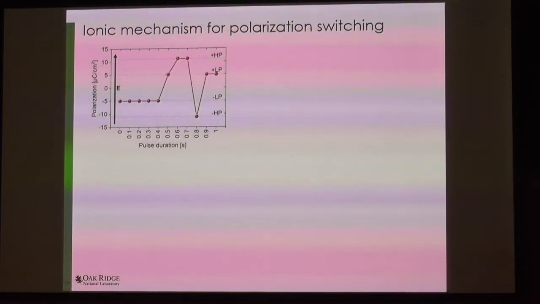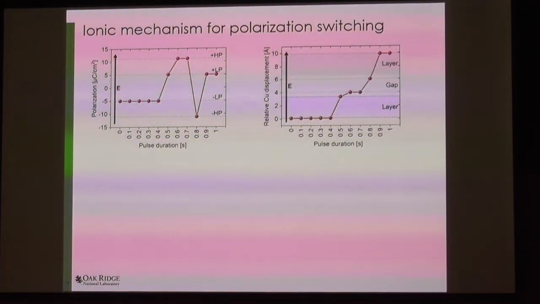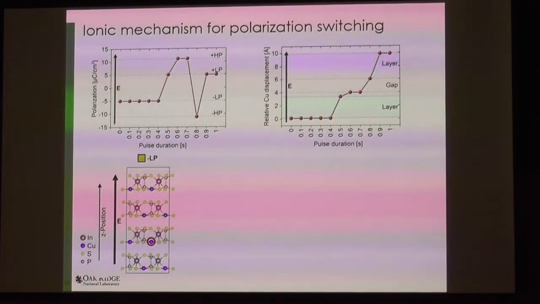So we start out in a negative low polarization state, -5 microcoulomb per square centimeter. Then from half a second, we switch to a positive polarization state, in the direction of the electric field. We end up with a higher polarization, then suddenly switch to a negative polarization, and then to a positive polarization again, which is very peculiar. But it makes a little more sense if we think about the path of our positive copper ions, and the crystal structure during all of those steps.